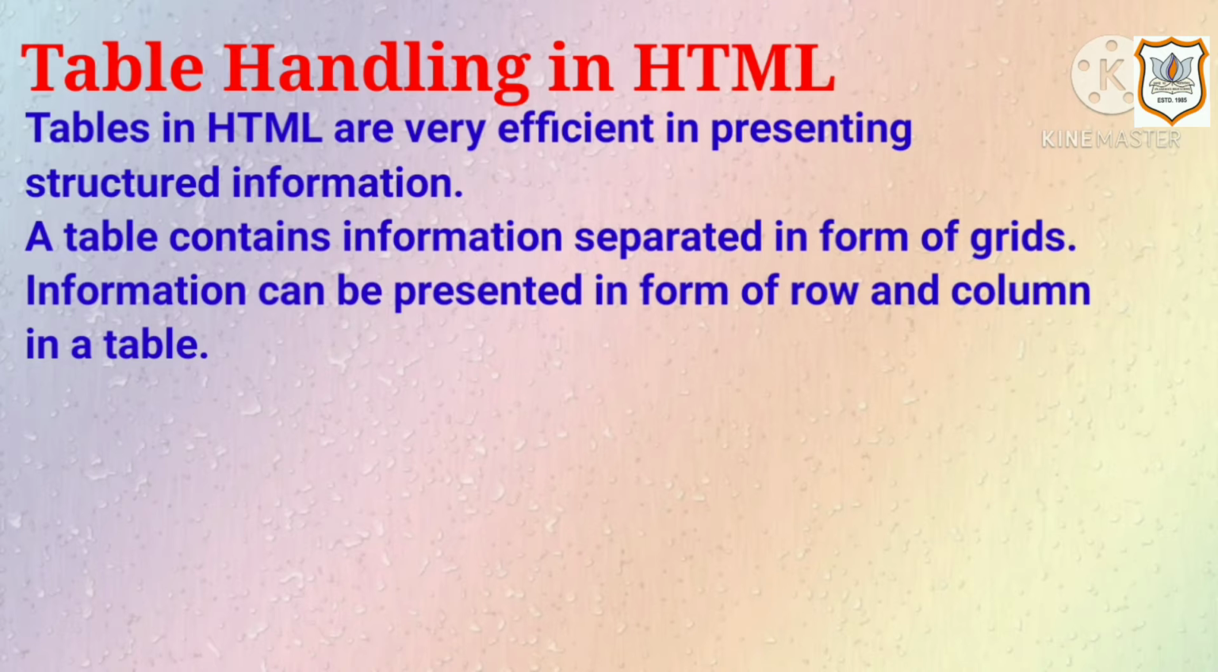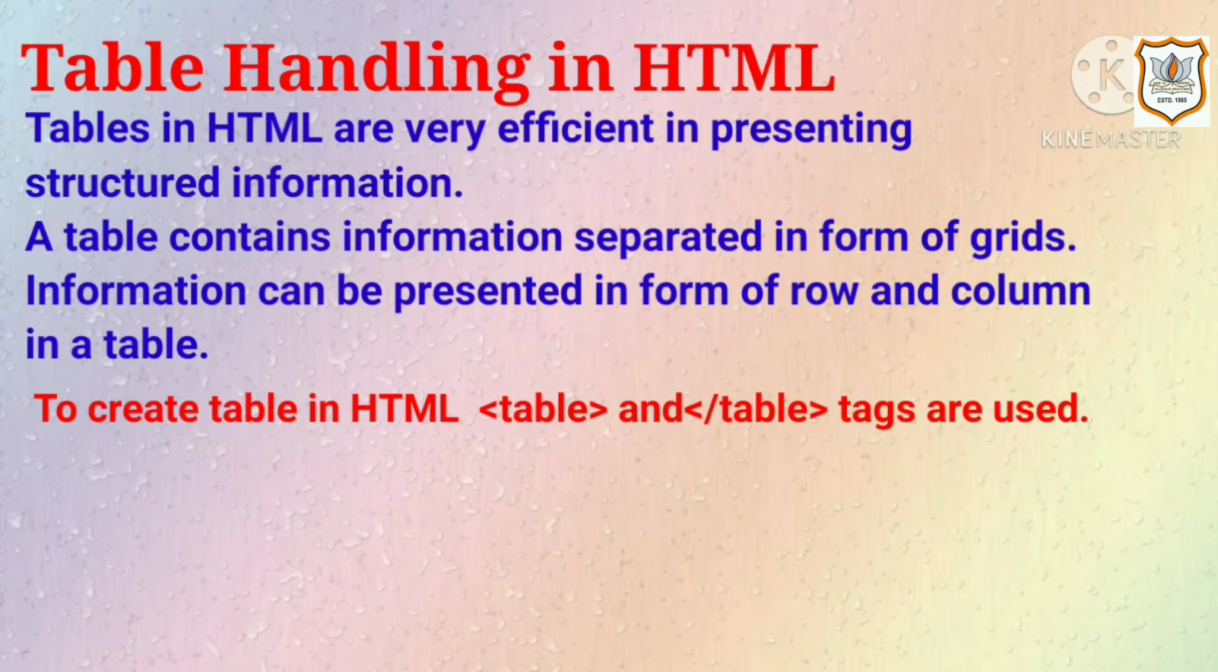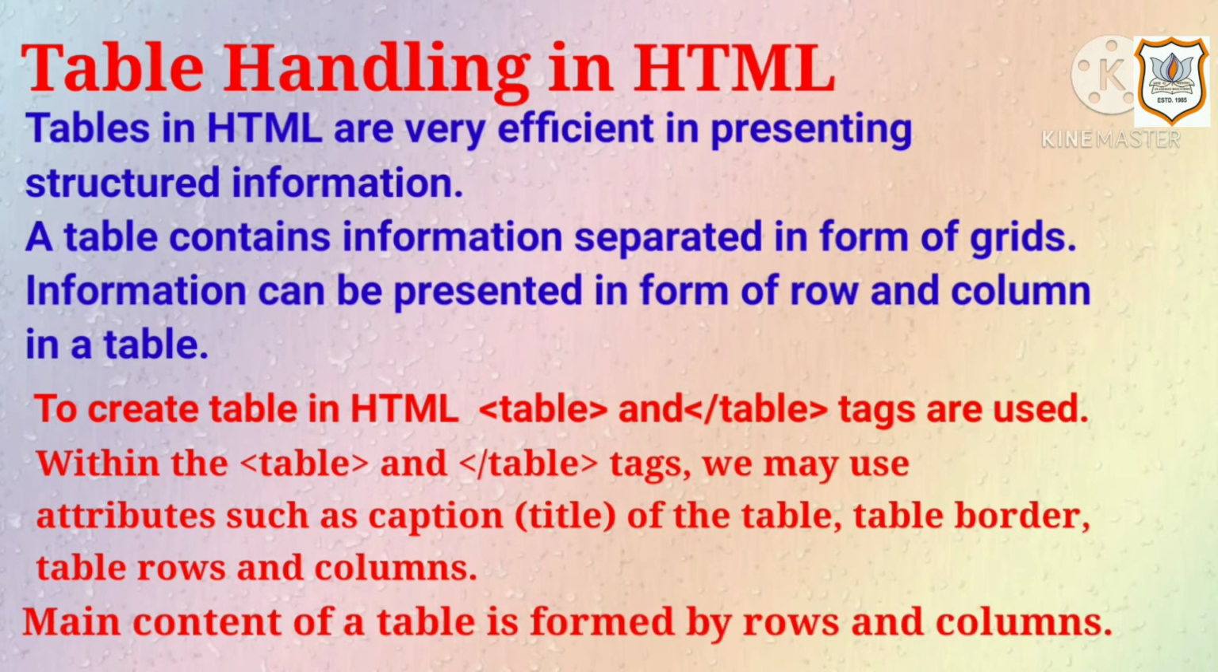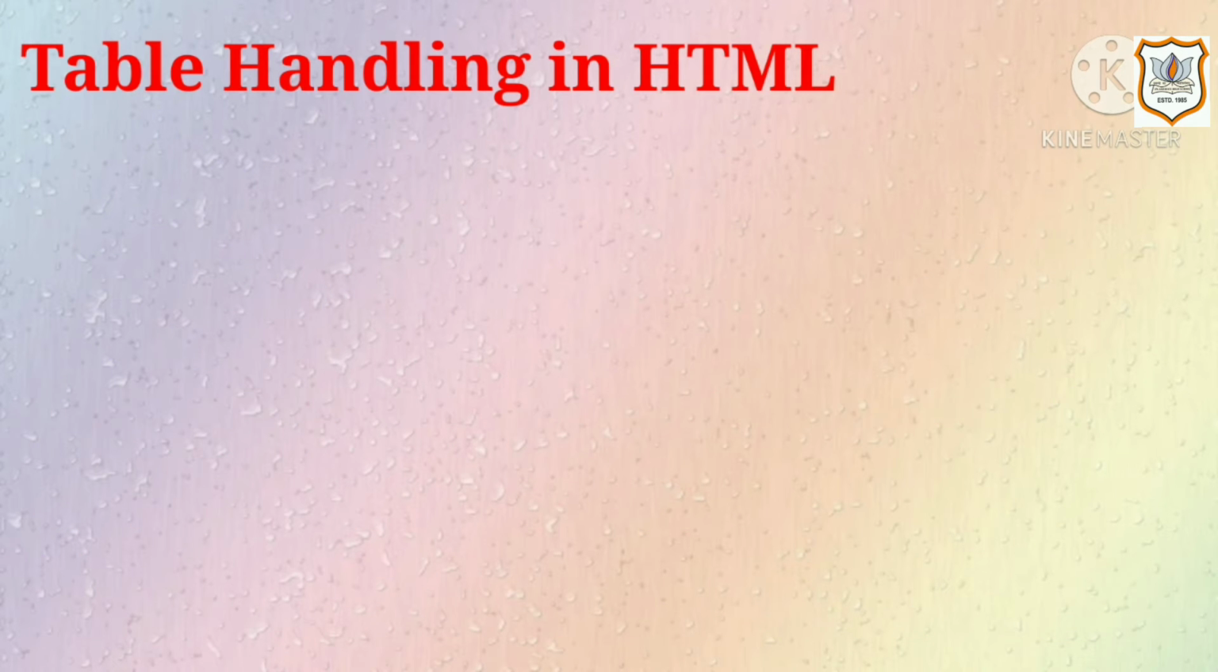Tables in HTML are very efficient in presenting structured information. A table contains information separated in form of grids. Information can be presented in form of row and column in a table. To create table in HTML, table and /table tags are used. Within the table and /table tags, we may use attributes such as a caption of the table, table border, table row and columns. Main content of a table is formed by rows and columns.